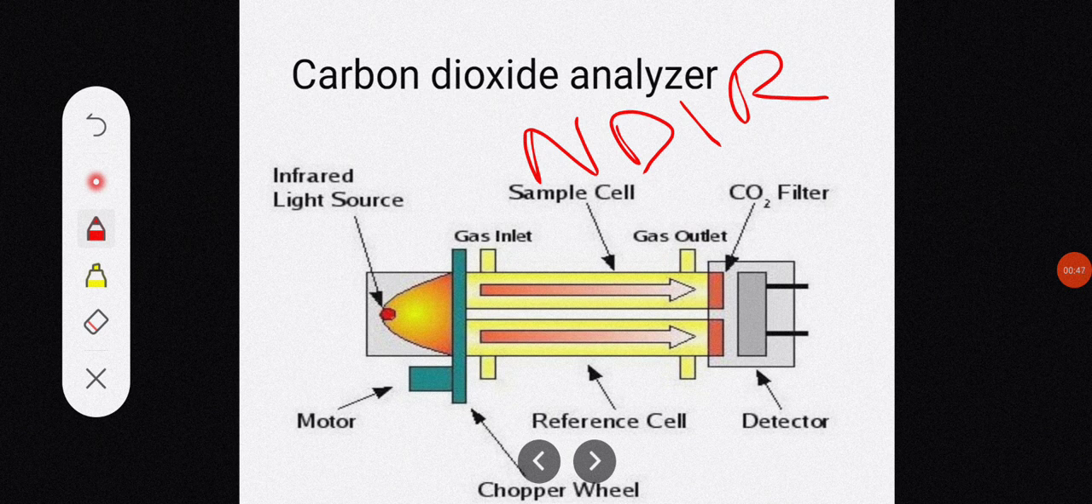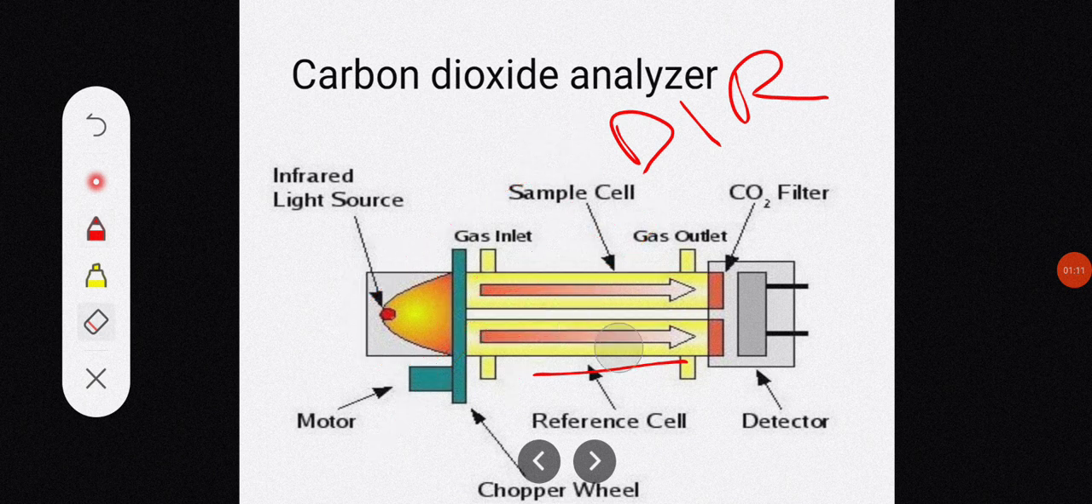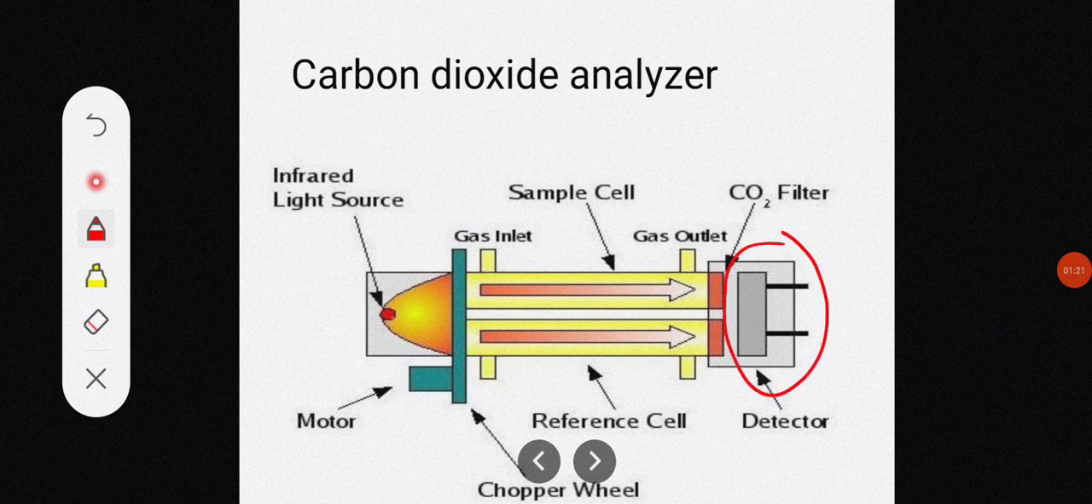This is a simple NDIR instrument. What happens here? Here the infrared energy passes through two identical tubes. You can see here there are two identical tubes. This is the infrared source, and the infrared energy passes through two identical tubes and falls on the detector. Here you can see there is a detector.